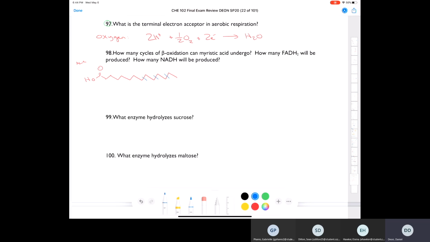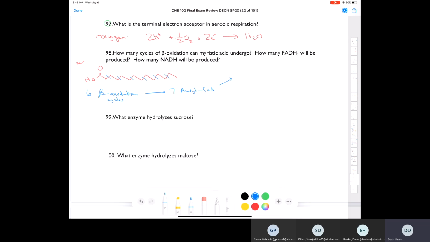1, 2, 3, 4, 5, 6. It can actually undergo beta oxidation 6 times. So we'll put 6 beta oxidation cycles. Okay, so 6 of those cycles, but then I end up forming how many acetyl coenzyme A's? I end up forming 7 acetyl CoA, and I can put all of those through the citric acid cycle.